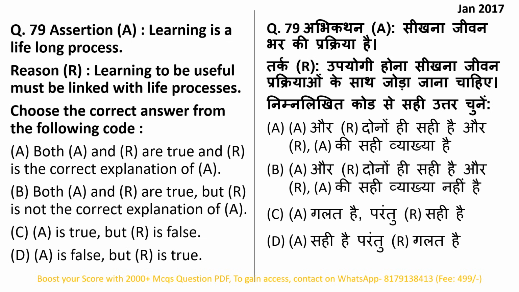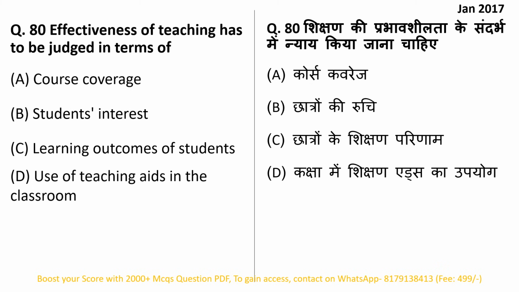Assertion is saying learning is a lifelong process. Yes, this is true. Reason is saying learning to be useful must be linked with life processes. So this is also true. But the reason is not the correct explanation of the assertion. That is why this is the answer.